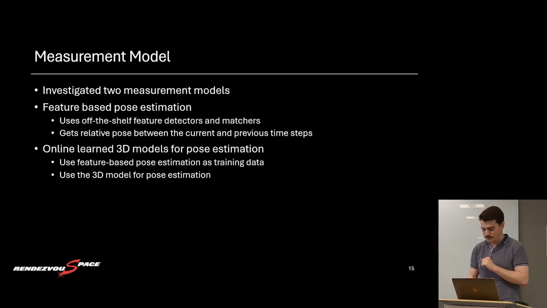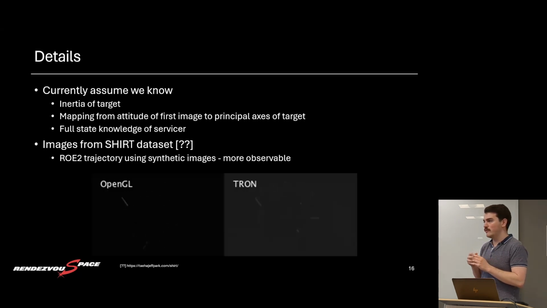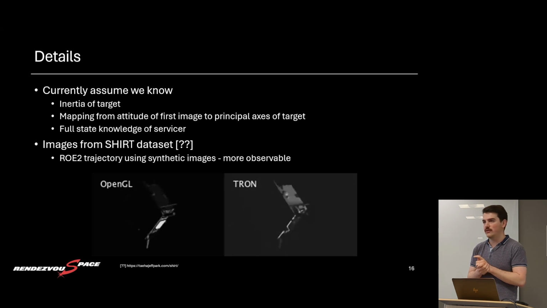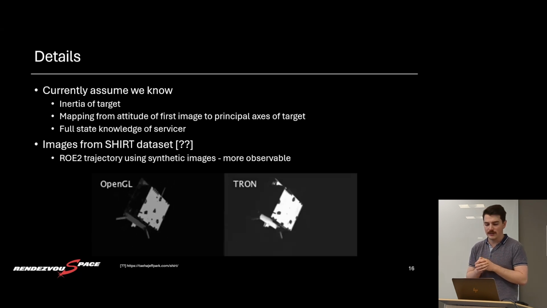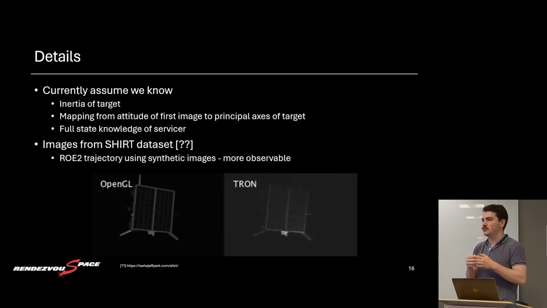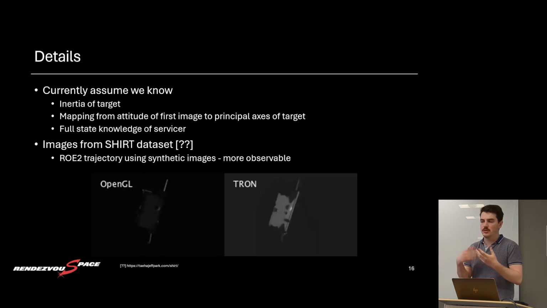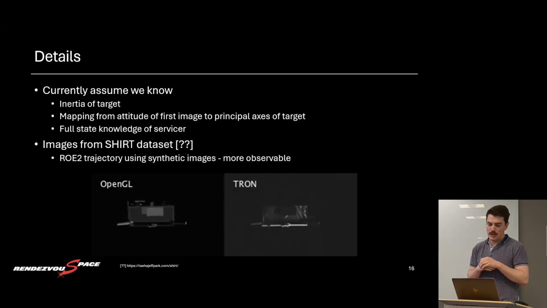Some details to go over before we get into these measurement models. Currently, we assume we know the inertia of the target, that we can map from the attitude of the first image to the principal axes of the target, and that we know the full state knowledge of the chaser. Some of these are better than others, admittedly. So the last one I think is fine. We can generally assume that our chaser has pretty good GPS knowledge. The first 2 are mostly just for implementation time. So we can test these measurement models, and if we think they work, we'll test them on more complex scenarios.